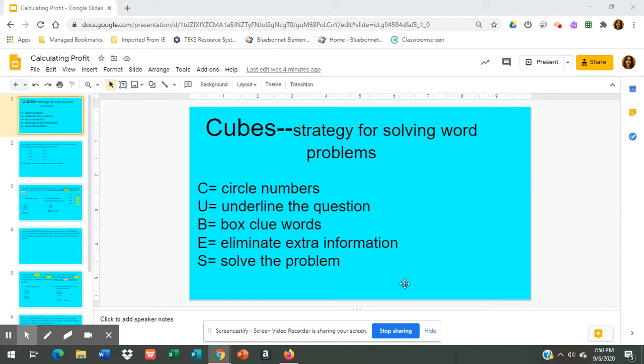It's called CUBES. The first letter C stands for circle your numbers in your word problem. The U stands for underline the question. The B is box your clue words. The E, eliminate extra information. And S, solve the problem.